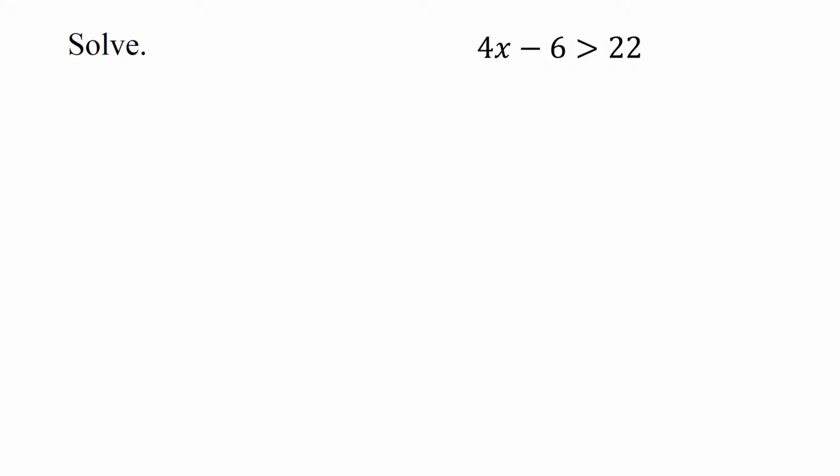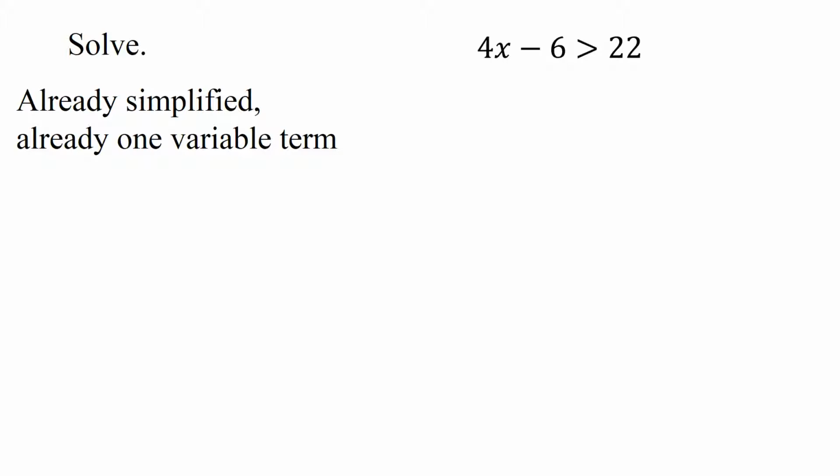Some things we notice. Right off the bat, both sides are simplified already, and there's already one variable. So all we have to do is get that variable by itself. So first thing we want to do is get rid of that constant term 6. So since it's a negative 6, we're going to add 6 to both sides. Gives us 4x is greater than 28.